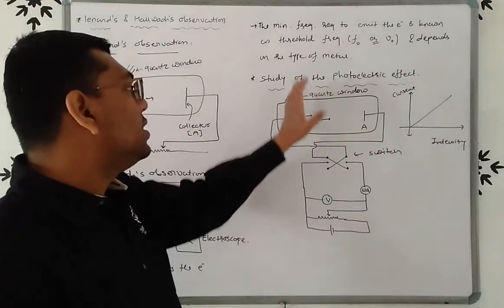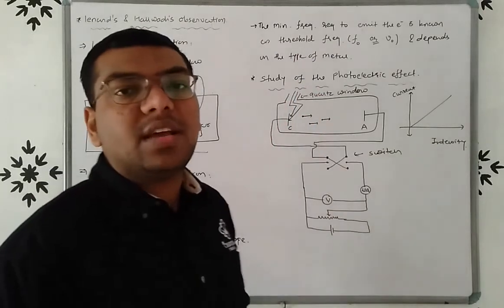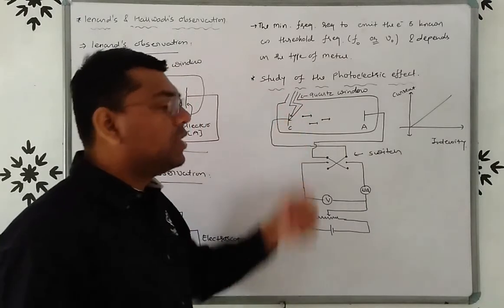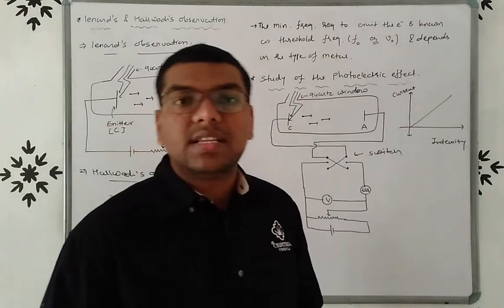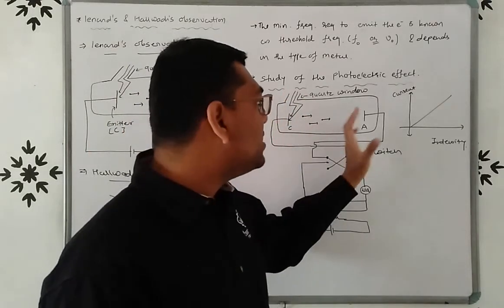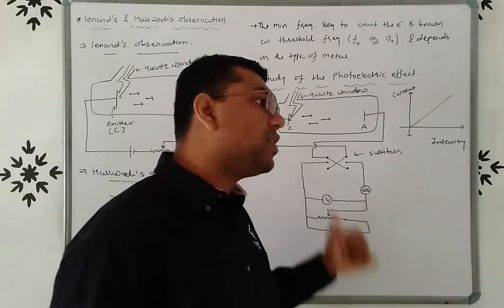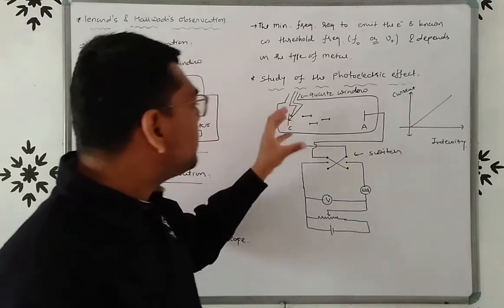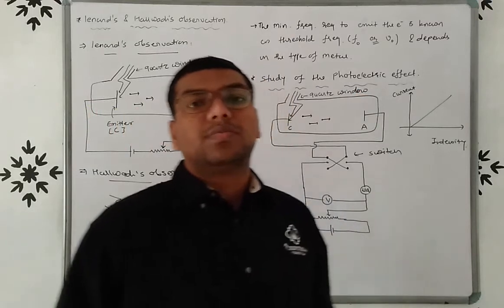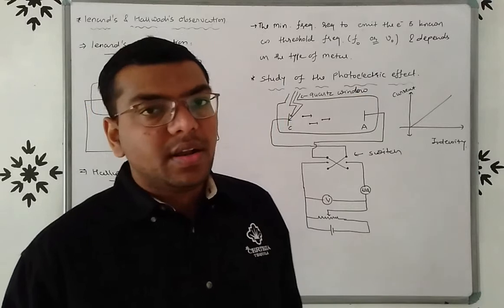Here the UV rays are incident on the emitter through the quartz window. As the UV rays are incident on the emitter, photoelectrons are generated, and these photoelectrons travel towards the collector, because the collector is kept positive with respect to the emitter. As these photoelectrons travel towards the collector, there is a flow of current.